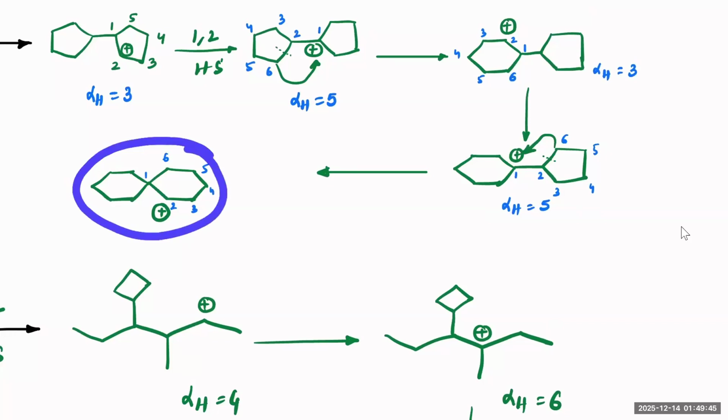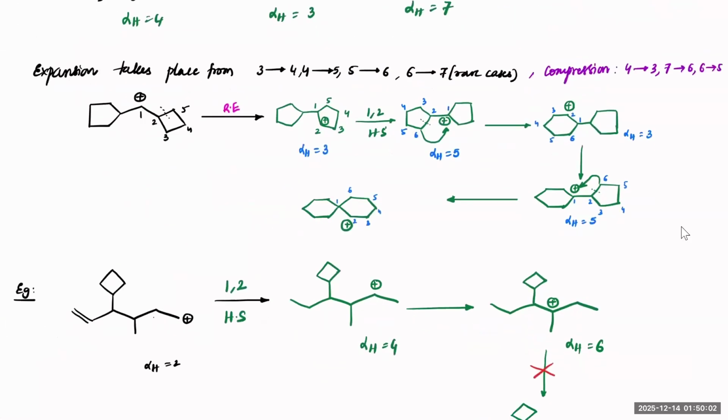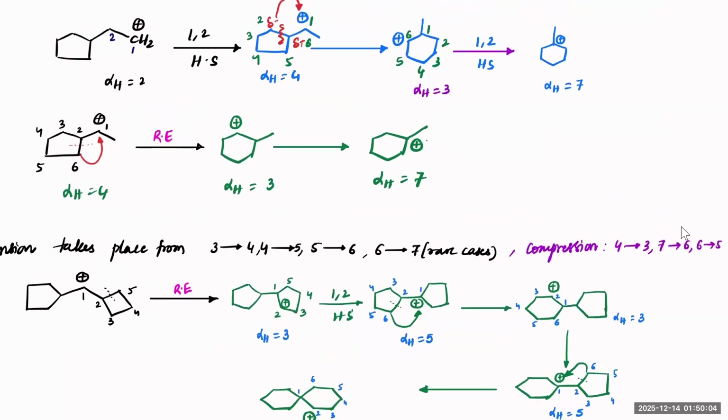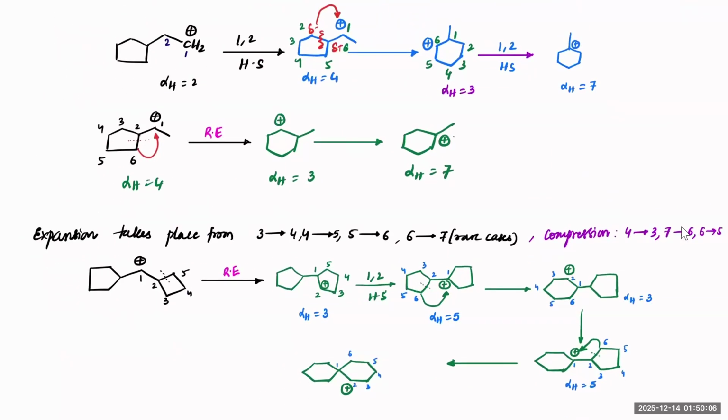And finally, after this, there is no further expansion that is taking place. 6 to 7 is a very rare case that happens in a very different case. I'll explain that. But in regular carbocation cases, expansion up to 6 is normally observed. Everybody, please do check if you have understood the ring expansion or not. We can discuss.